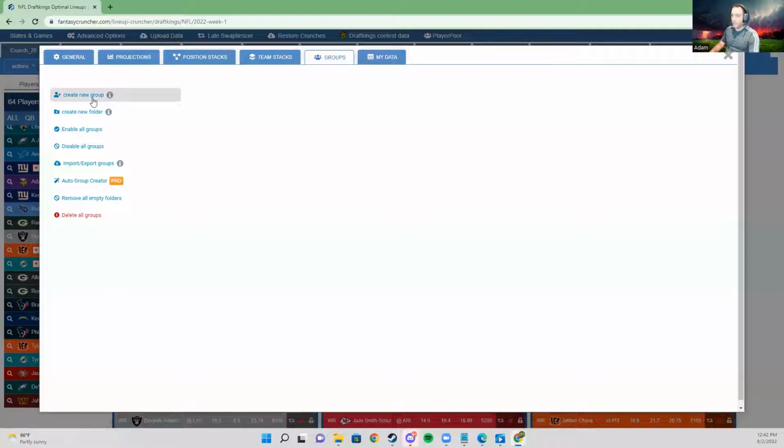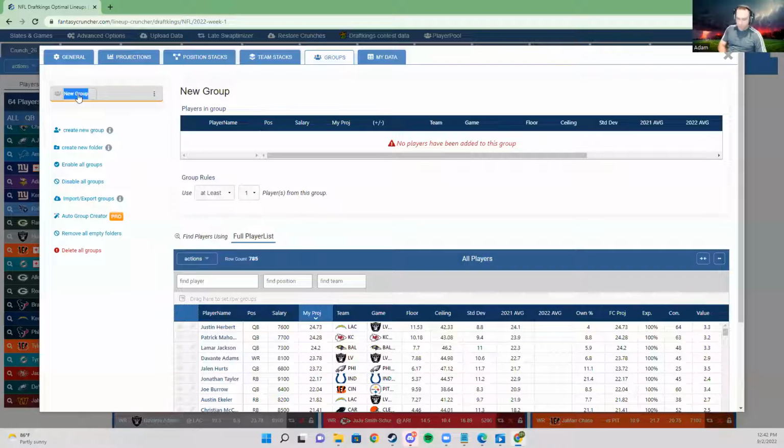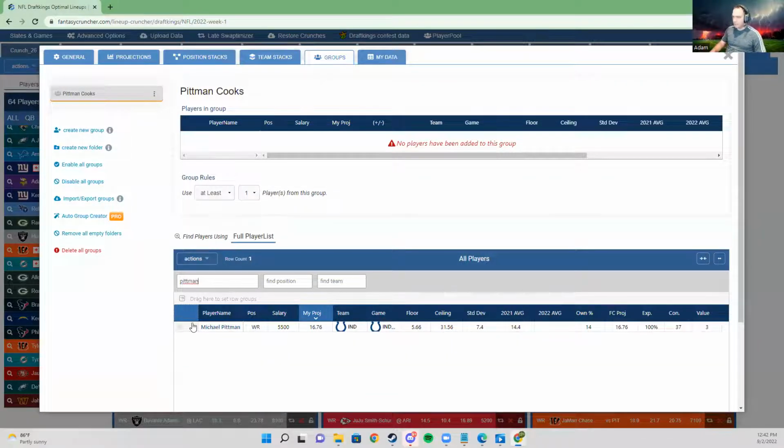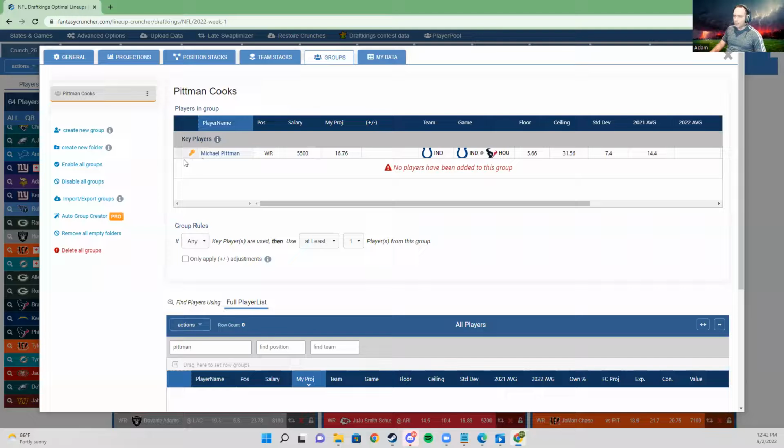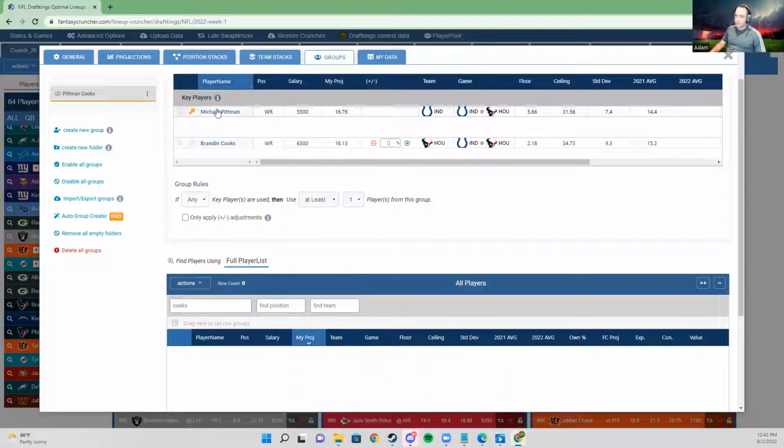Well, Fantasy Cruncher allows you to do that, which is really cool. Basically, what I'll do is create a group. I'll call this Pittman Cooks. And what I'm going to do here is a really cool feature. They added it in the last probably 2 years, I think. I can add this key for Pittman that says if Michael Pittman is used, then you must use Brandon Cooks.